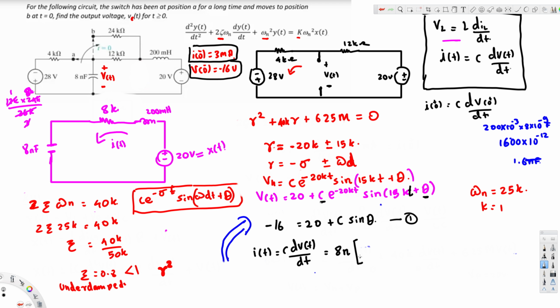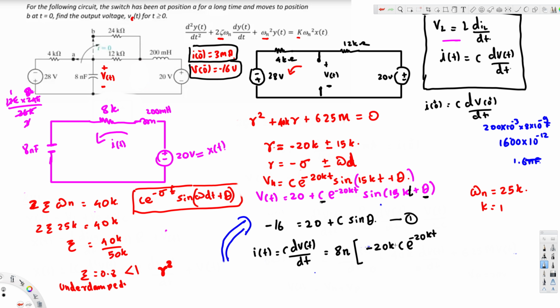Then we take the derivative of this function with respect to t. This 20 is going to be 0, because the derivative of a constant is 0. And if you take the derivative of c e power negative 20kt, that's going to be just negative 20k multiplied by c e power negative 20kt. Then we keep the other one as it is, because this is a product rule, because we have two functions related to t. We take the derivative of the first one first, then keep the other one as it is, then we take the derivative of the other one and keep the first one as it is, right? So we have to do that.